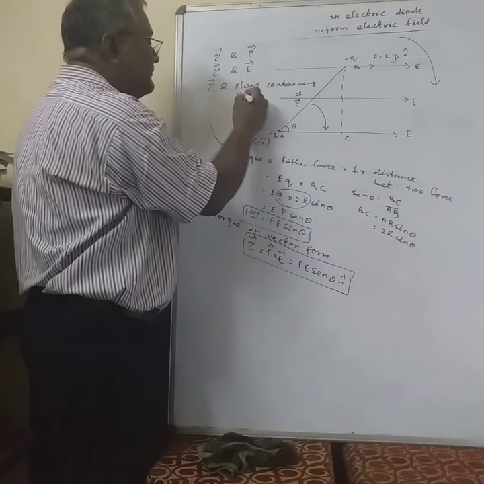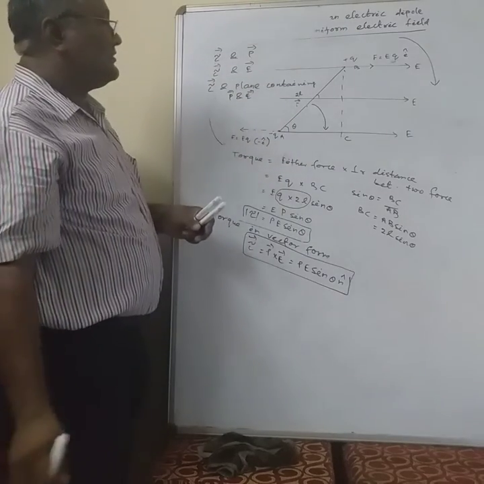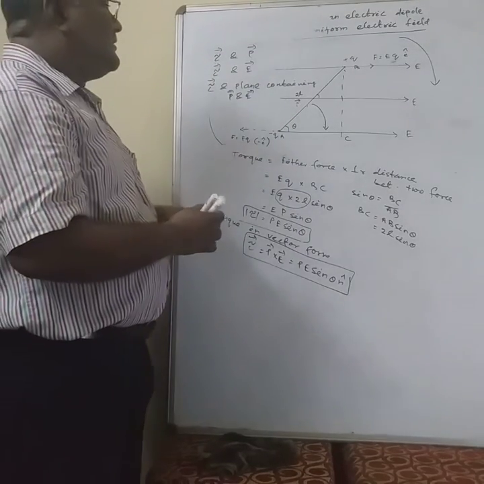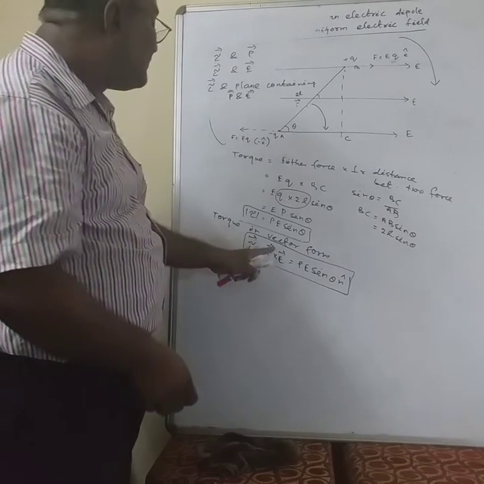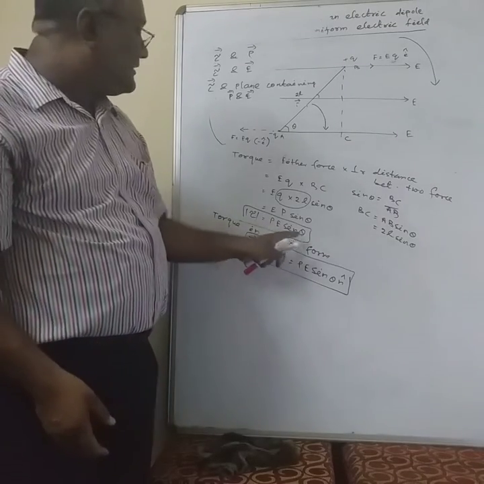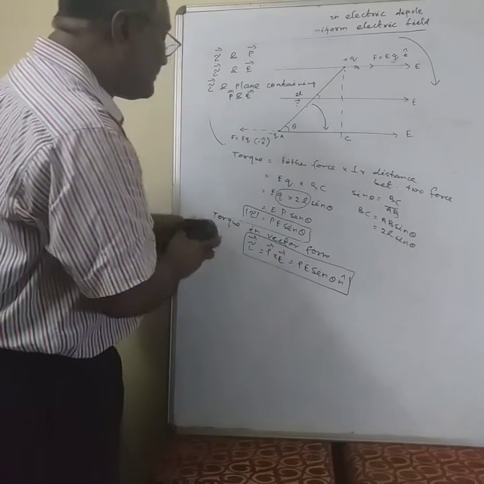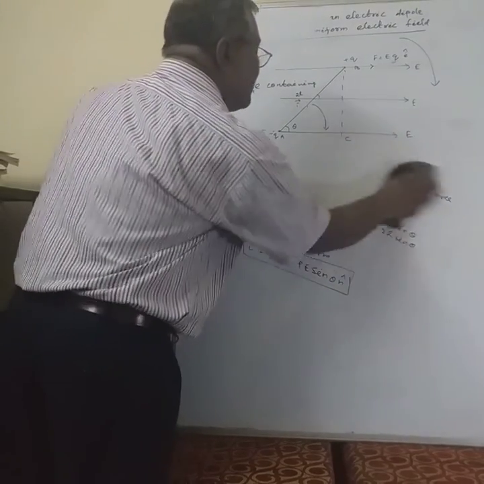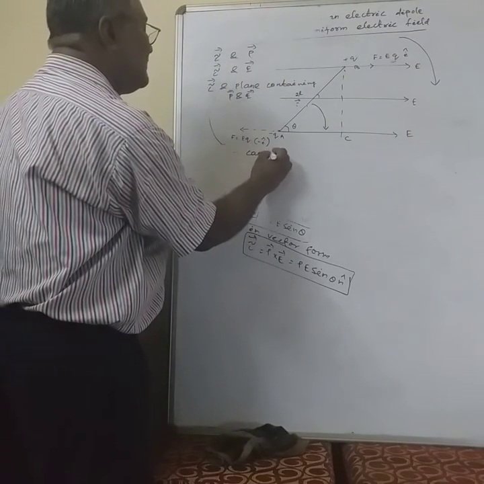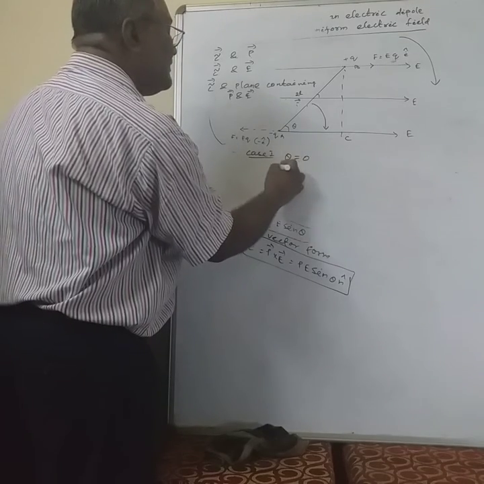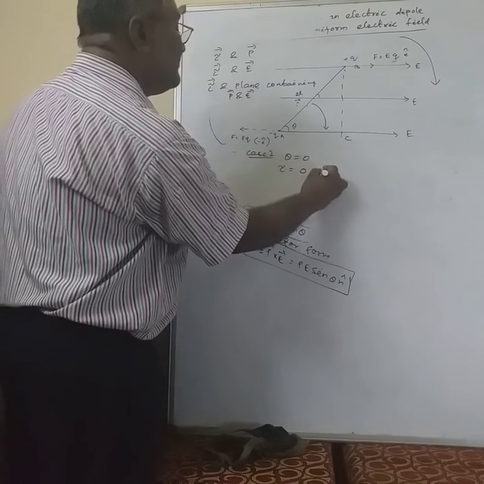P and E. P vector and E vector are not necessarily perpendicular to each other. It may be perpendicular, but when it is perpendicular, the angle theta will be 90. In that case, torque magnitude will be maximum. Now, a number of cases will arise. Case 1, theta 0. Torque will be PE sin 0. It is 0, minimum.